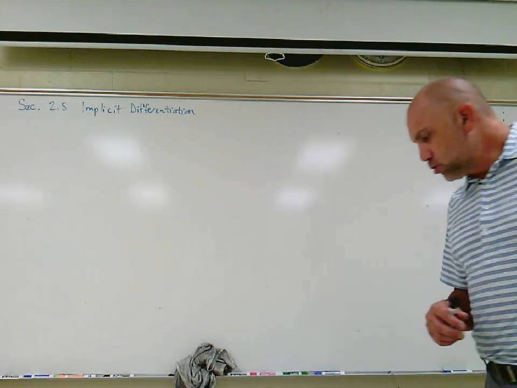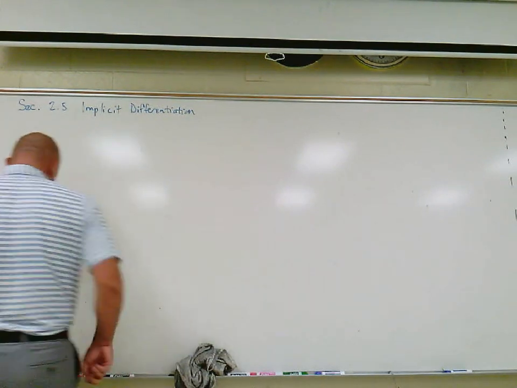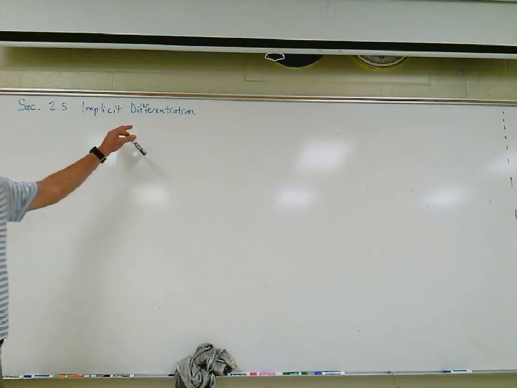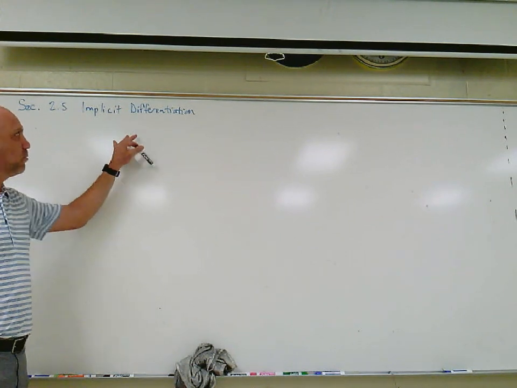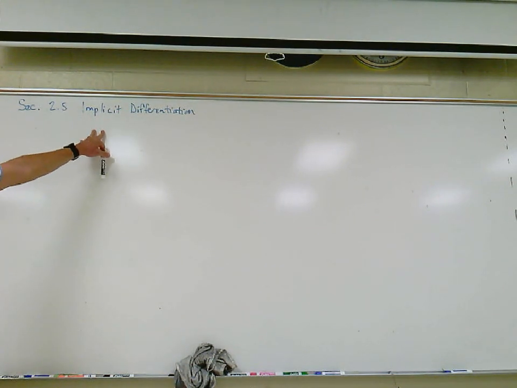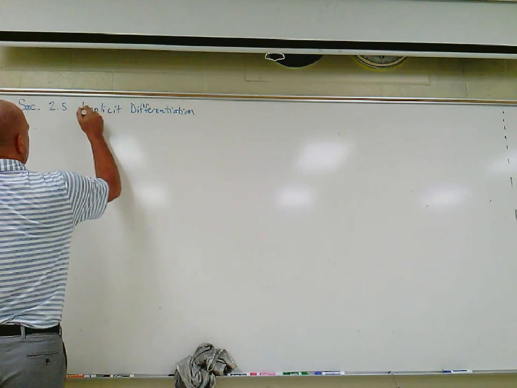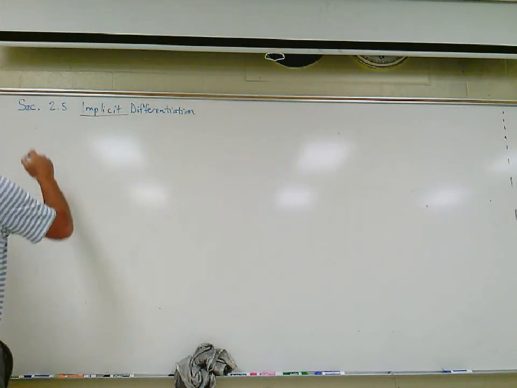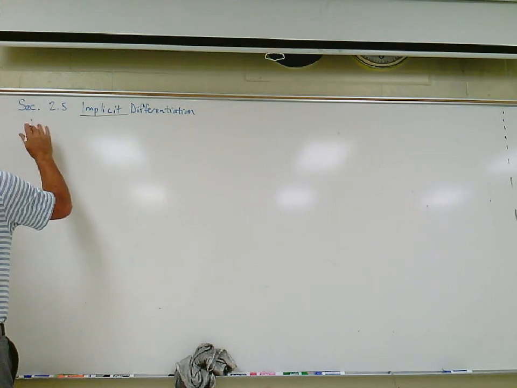All right, section 2.5. So we're looking at implicit differentiation. You're going to see that this still ties in closely with the chain rule. So what we've been doing with the chain rule, we'll need it here. All right, so first, maybe understand what this word means, implicit. So I give us two problems that we want to differentiate here.